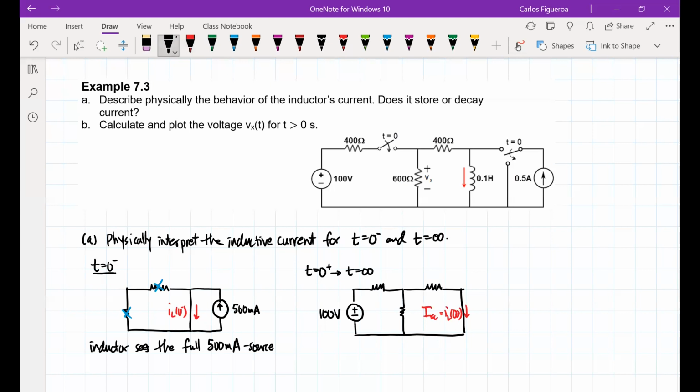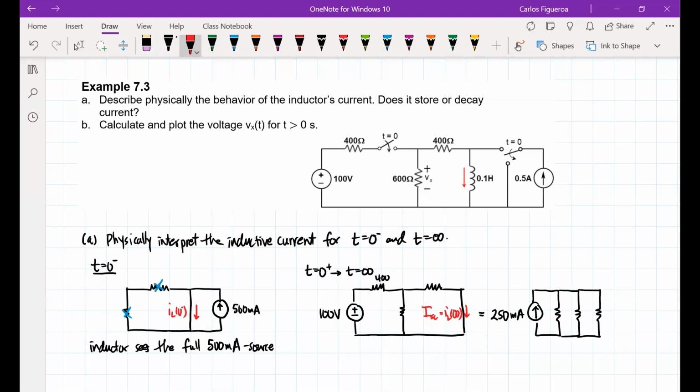Now, if I do a source transformation, look what happens. This is going to be 100 divided by 40, so that's going to be 2.5, and then I have to adjust for my units here. I'm going to have a 250 milliamp current source. Note that I have resistors here: one, that's the 400, then I have the 600 right here, and then I have the other 400 here.